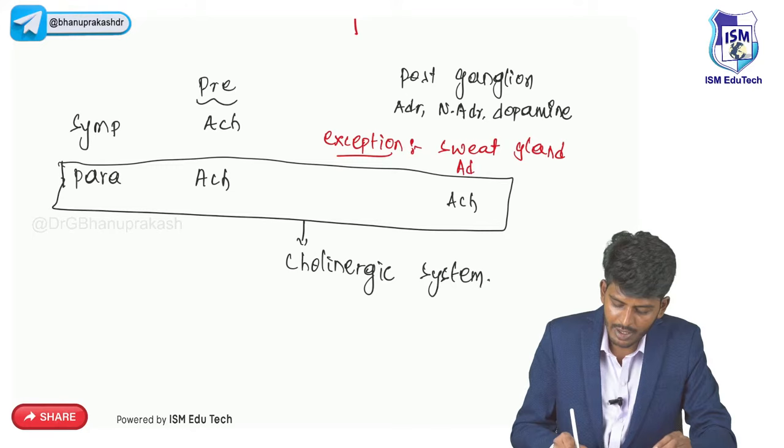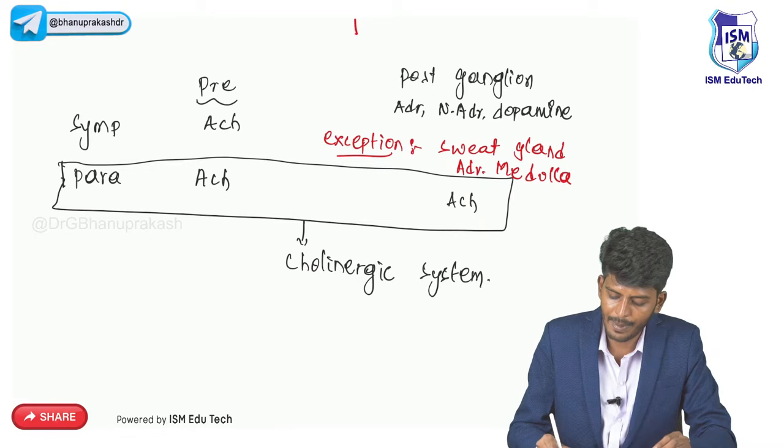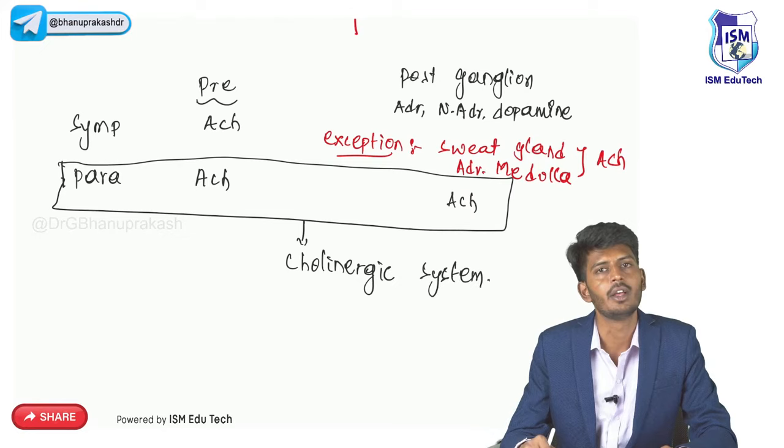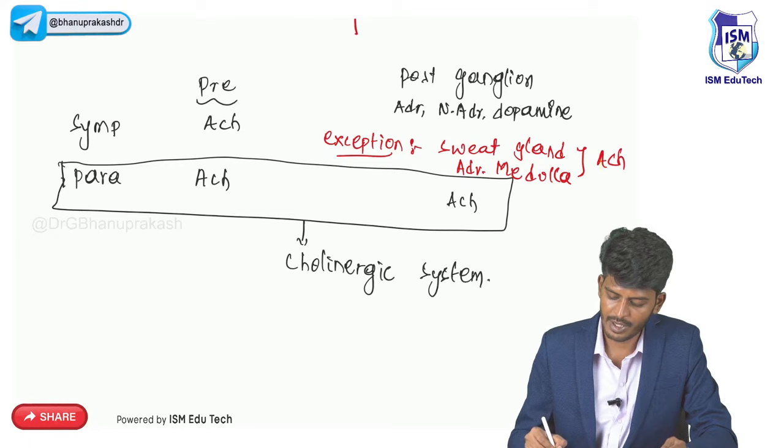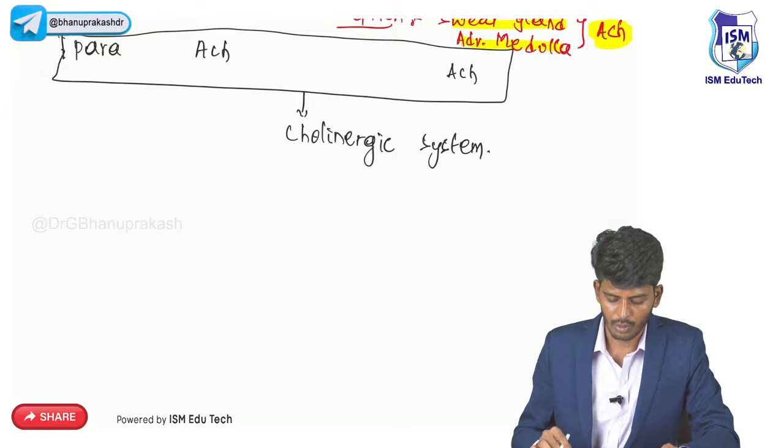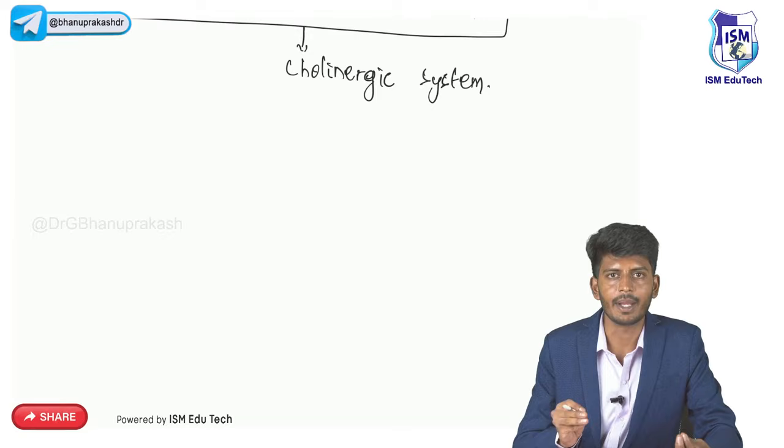In these places, what will happen? Acetylcholine will be the neurotransmitter. There is one important exceptional case: acetylcholine is the neurotransmitter in places like the sweat gland and the adrenal medulla also, right? If there is an acetylcholine, there is some chemical, so a receptor has to be there. Let's study about the receptor.